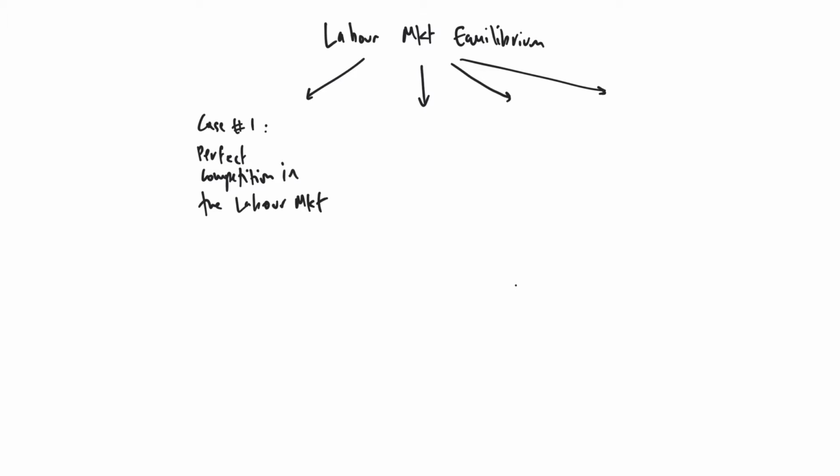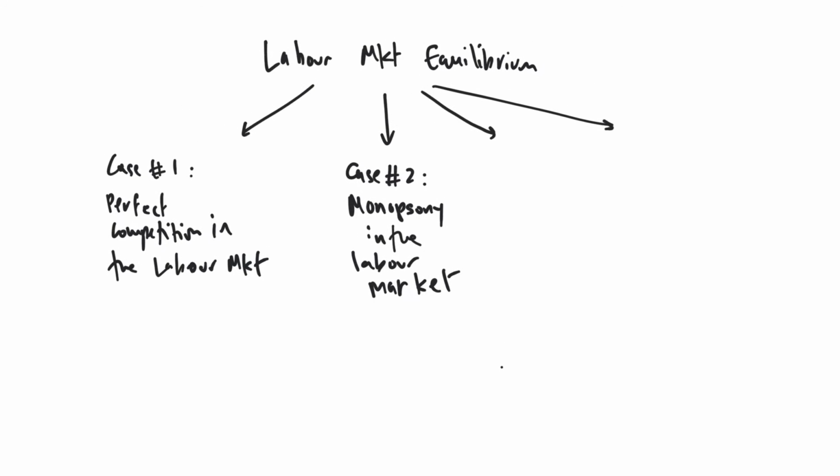And the second case, case number 2, is when you have one single employer who's powerful, and therefore in this case you have what we call a monopsony in the labor market. So case number 2 is monopsony, which means single employer in the labor market. And we'll see that in this case, because the employer is really powerful, he becomes what we call a wage setter rather than a wage taker.